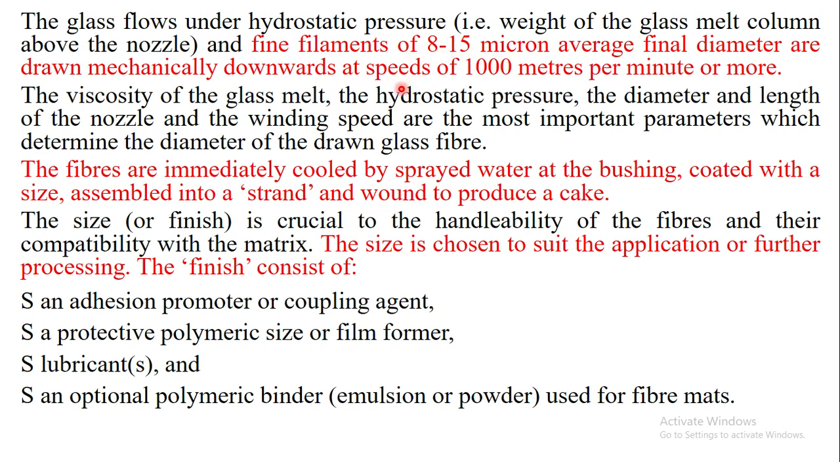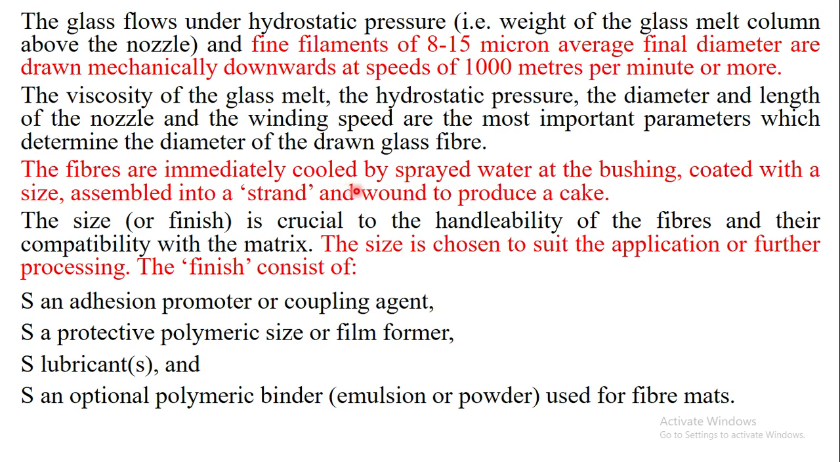The viscosity of the glass melt, hydrostatic pressure, the diameters and lengths of the nozzles, and winding speeds are the most important parameters that determine the diameters of the drawn glass fibers. For determining the formed fiber diameters, we should focus on the hydrostatic pressure, the viscosity of the melted glass, and the nozzles. Fibers are immediately cooled by sprayed water at the bushings.